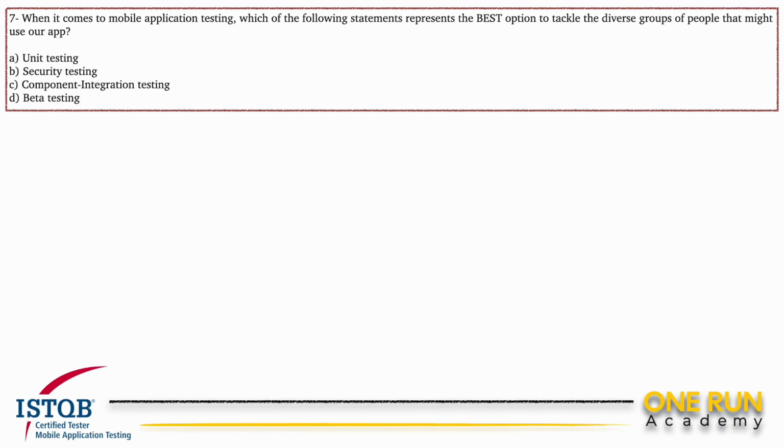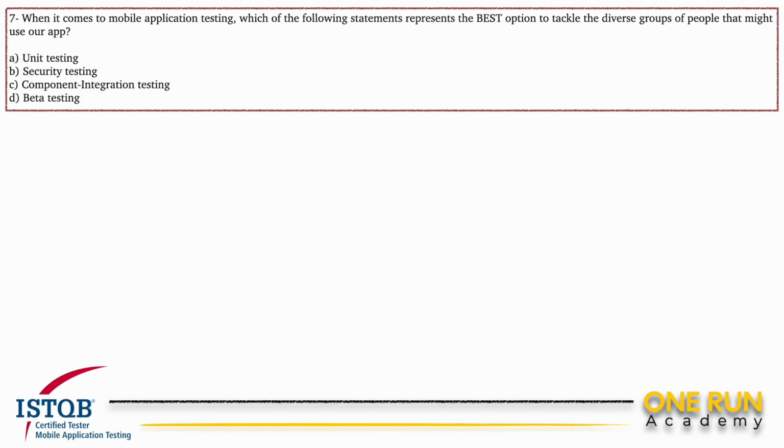Very nice. So as we all know, mobile app development and testing has some additional challenges if compared to something like desktop apps. One of these challenges is the different user groups that might use our mobile app. Different user groups means different perspectives, needs, and expectations, which our app must fulfill. Now, we're required to pick the option that best resembles how we can overcome this challenge.